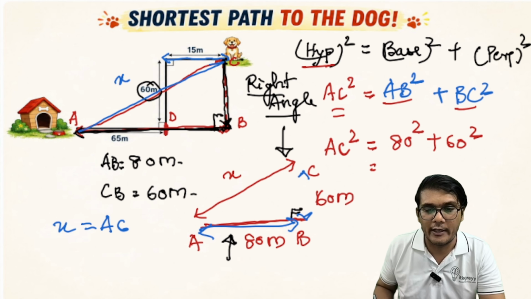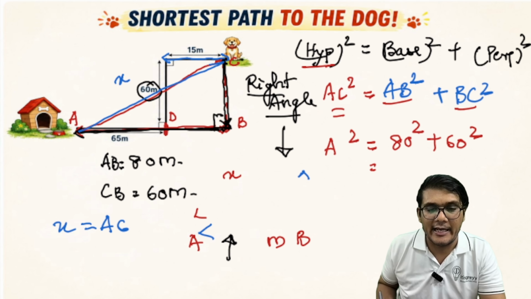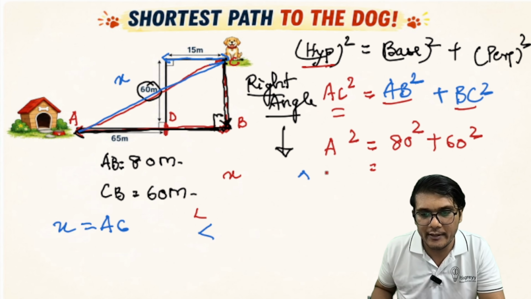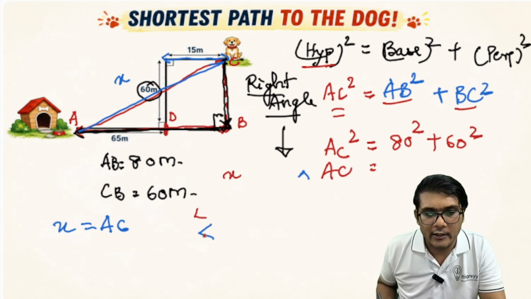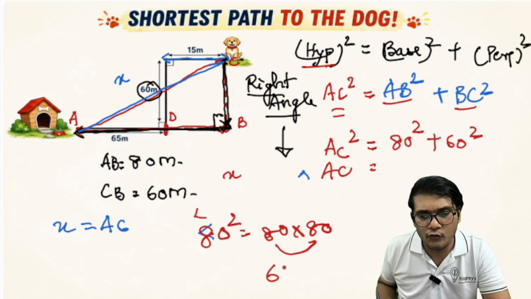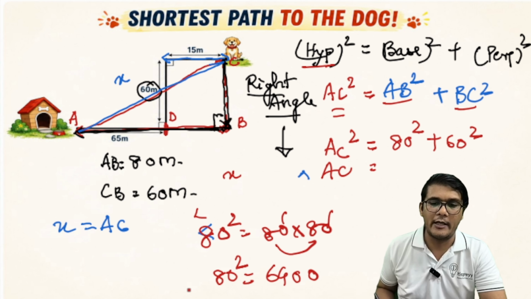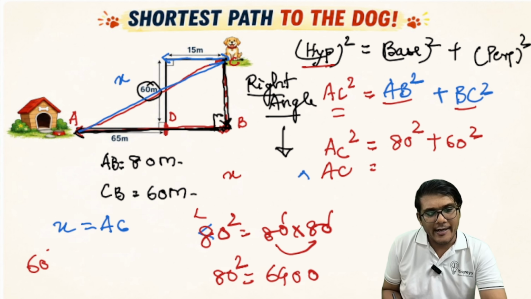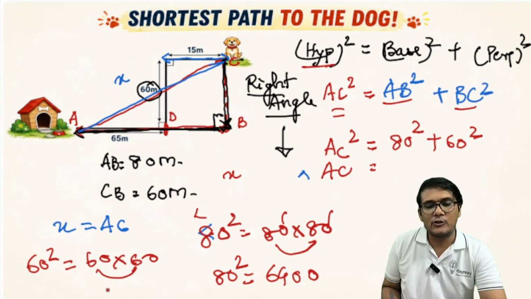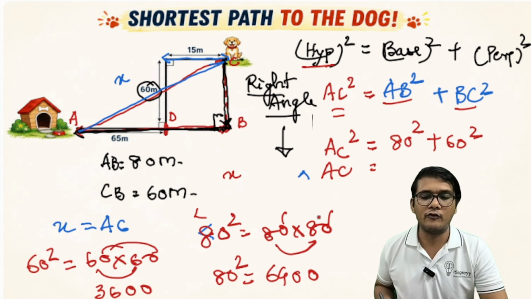Now what is 80 square? 80 square means 80 into 80. I hope that's clear. Right. So 80 square equals 80 into 80. So you multiply 8 into 8, which gives you 64. You add one 0 and another 0 over here. So it will give you 6400. This is 80 square. Same way, if I have to identify 60 square, this is 60 into 60. Multiply 6 into 6, that is 36. Add the two zeros. So this will become 3600.